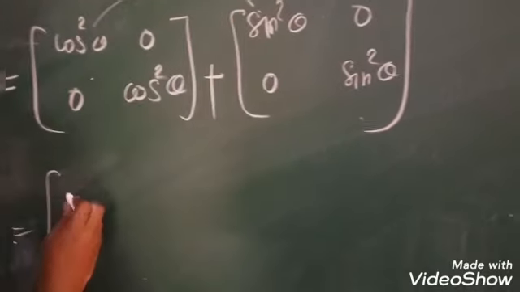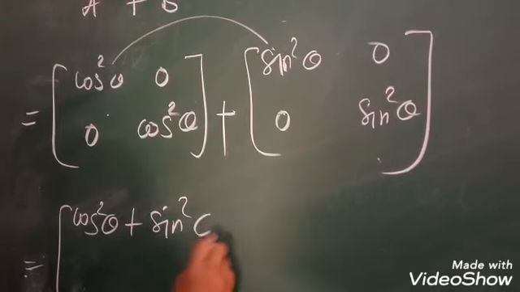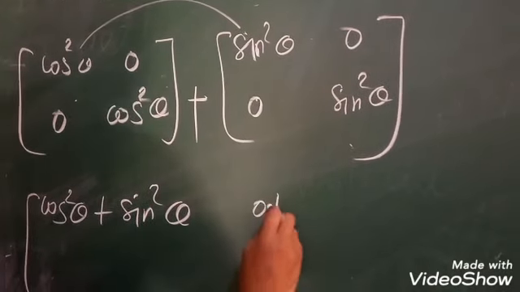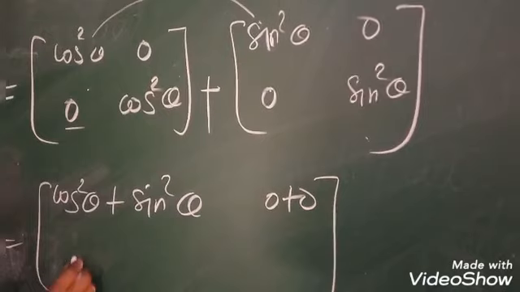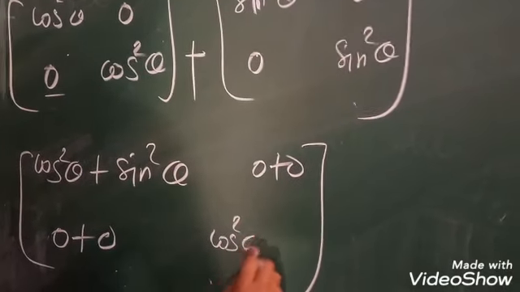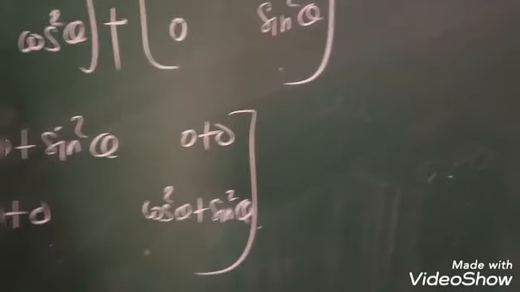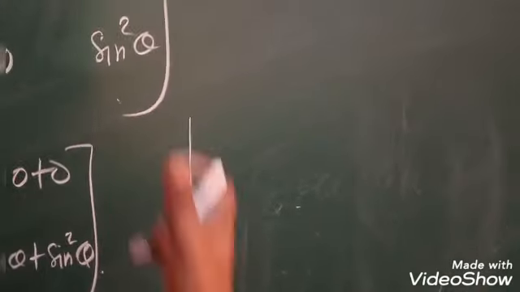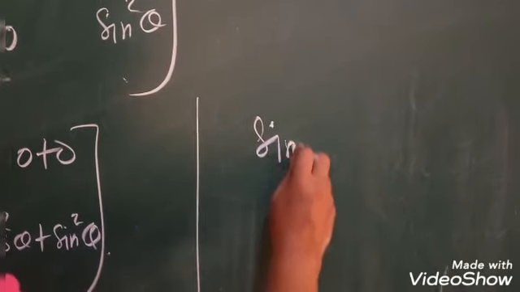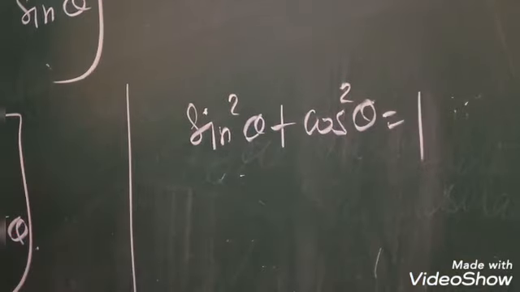Cos squared theta plus sin squared theta, then 0 plus 0. Okay, then here the first element is 0 plus 0. Then the last element is cos squared theta plus sin squared theta. In trigonometry you studied one formula. What is the formula you studied? Yes, sin squared theta plus cos squared theta is equal to 1, you studied.